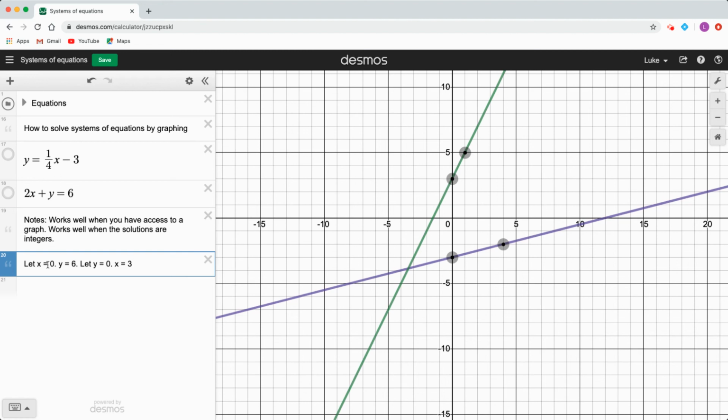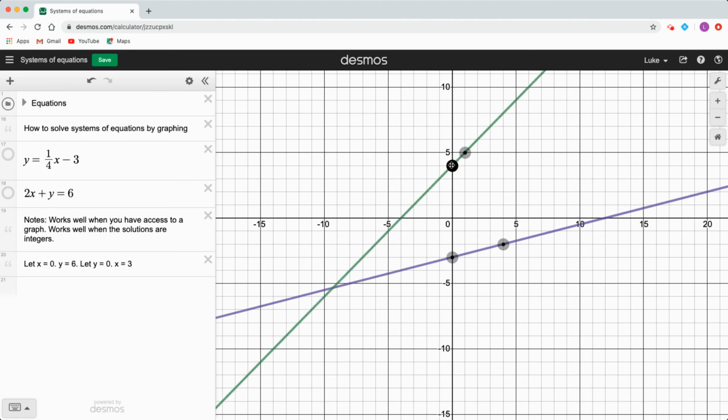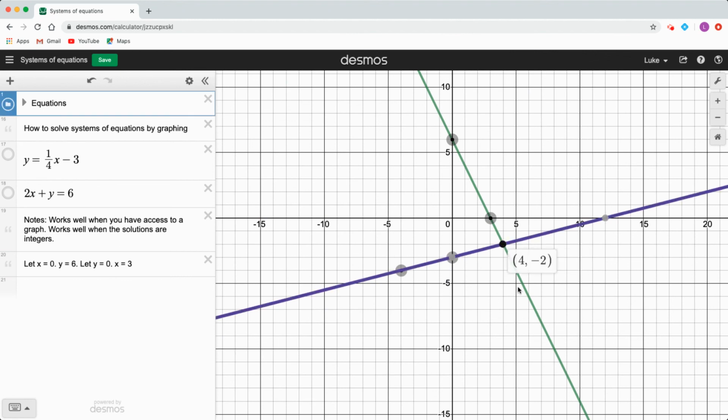So the points I have are 0, 6. So let's see here, 0, 6 right there. And then I have 3, 0 right there. Perfect. And look at that. Let me move this one around here. So let's go like that. Perfect. And now I have a solution.